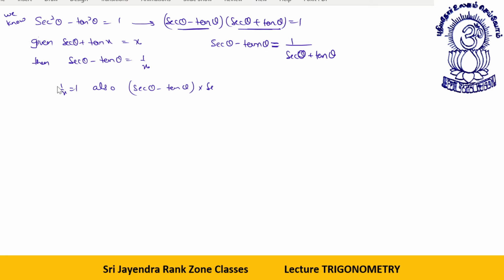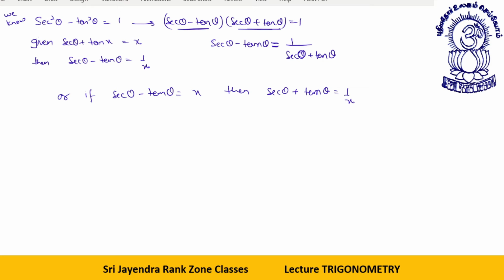So, if we have sec theta plus tan theta is equal to x, then sec theta minus tan theta will be 1 by x. Or if sec theta minus tan theta is equal to x, then what will happen? Then sec theta plus tan theta will be what? This will be 1 by x. So far, I hope everything is clear to all of you. Fine. Now, let's move further ahead.